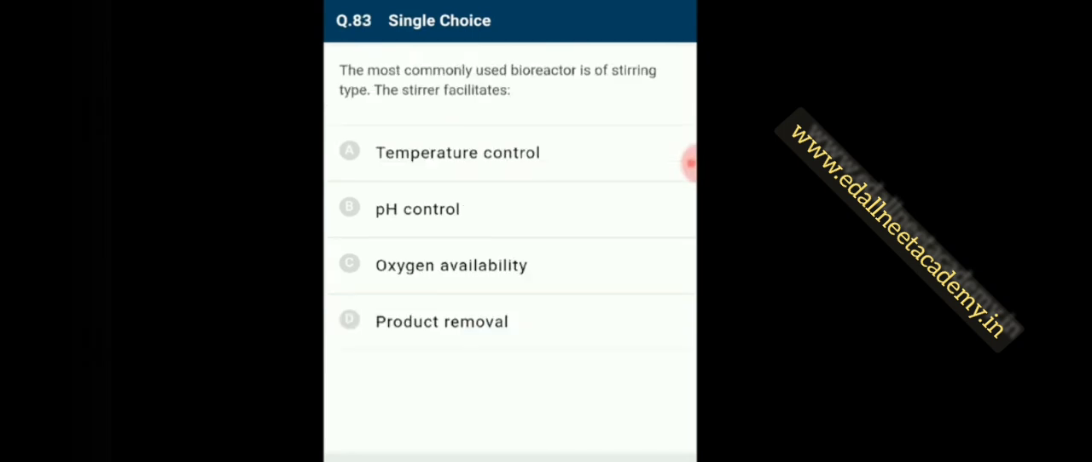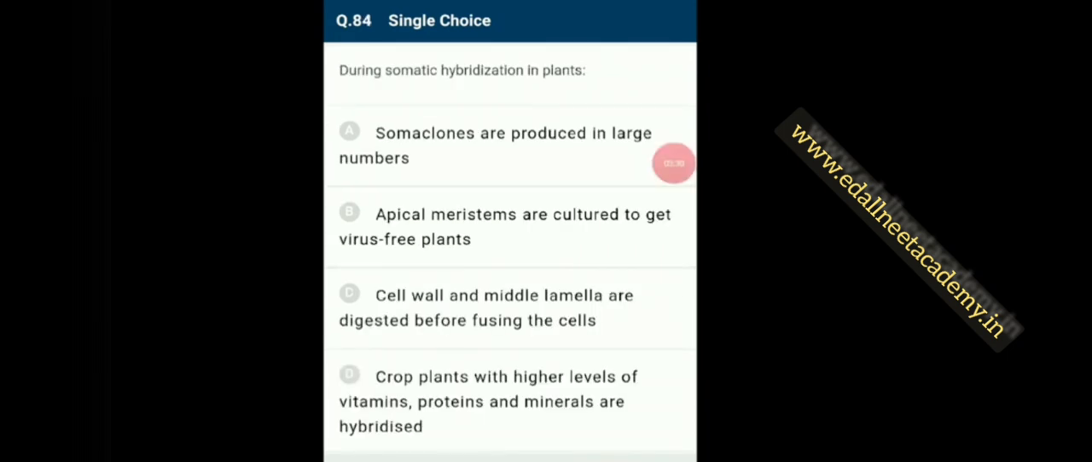Question number 83. The most commonly used bioreactor is of stirring type. The stirrer facilitates oxygen to be sparged and mixed in a sparged stirred tank bioreactor, which increases the surface area of oxygen transfer. The stirrer ensures proper mixing and distribution of nutrients and oxygen for microbes to optimize their activity. So the answer is option C, oxygen availability.